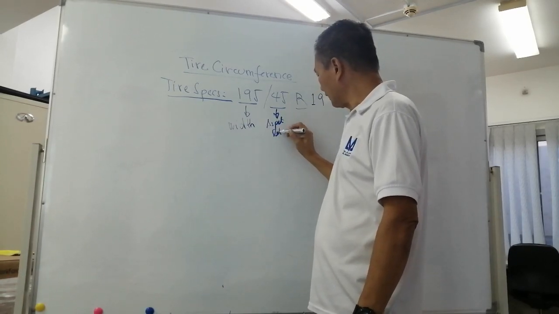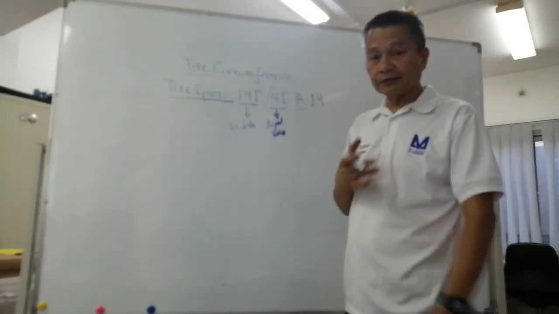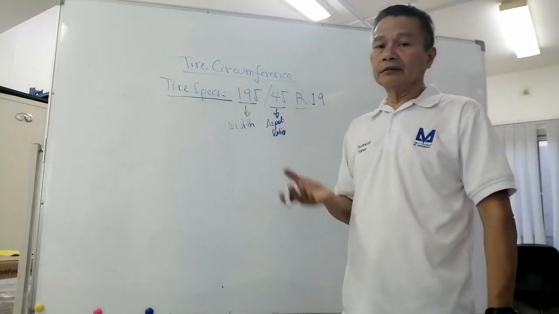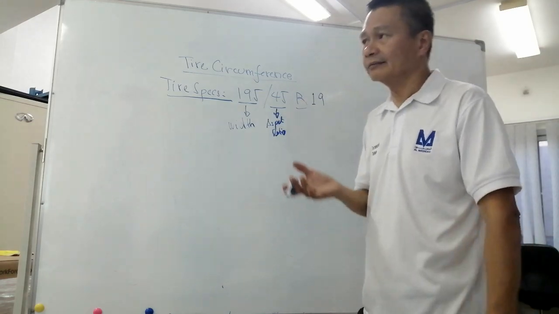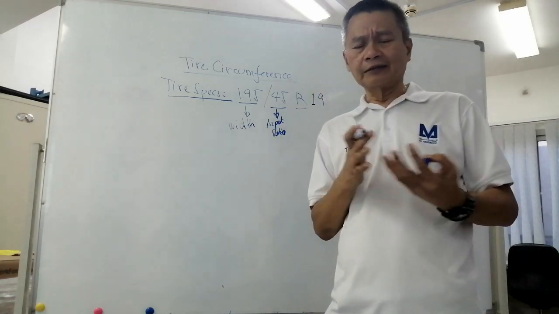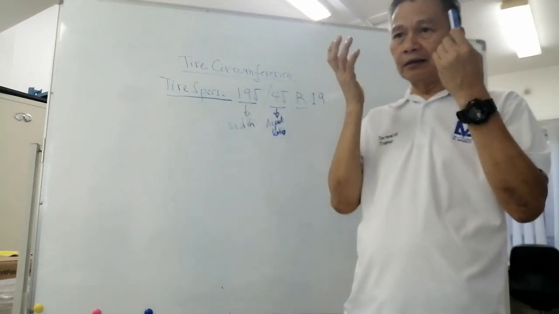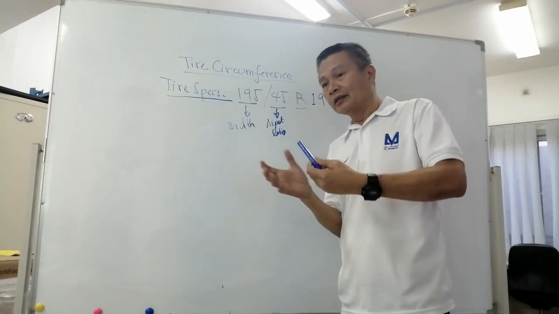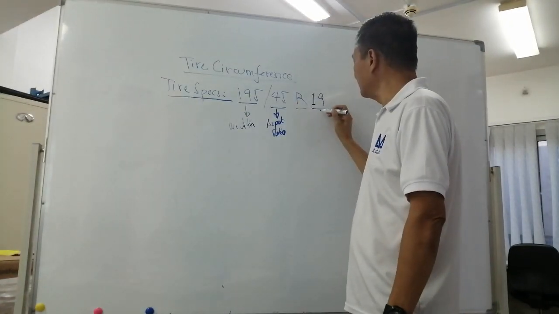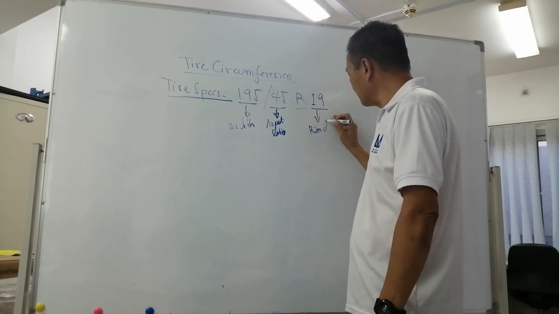R represents the type of the tire. R means radial. Of course, there is also bias, and there are also run flat tires and temporary tires. These are the types of tire based on the materials or the design of the tire, depending on the application in the vehicle. And this 19 represents the rim diameter.